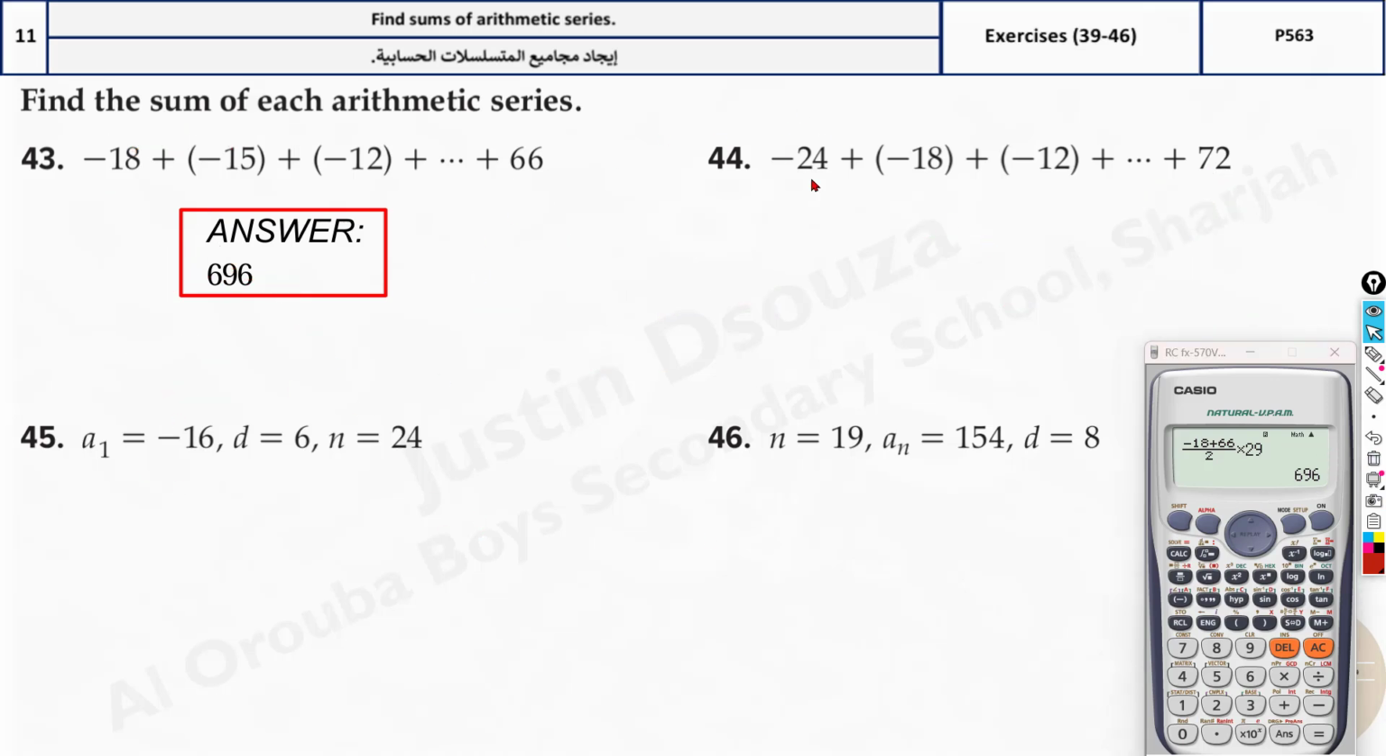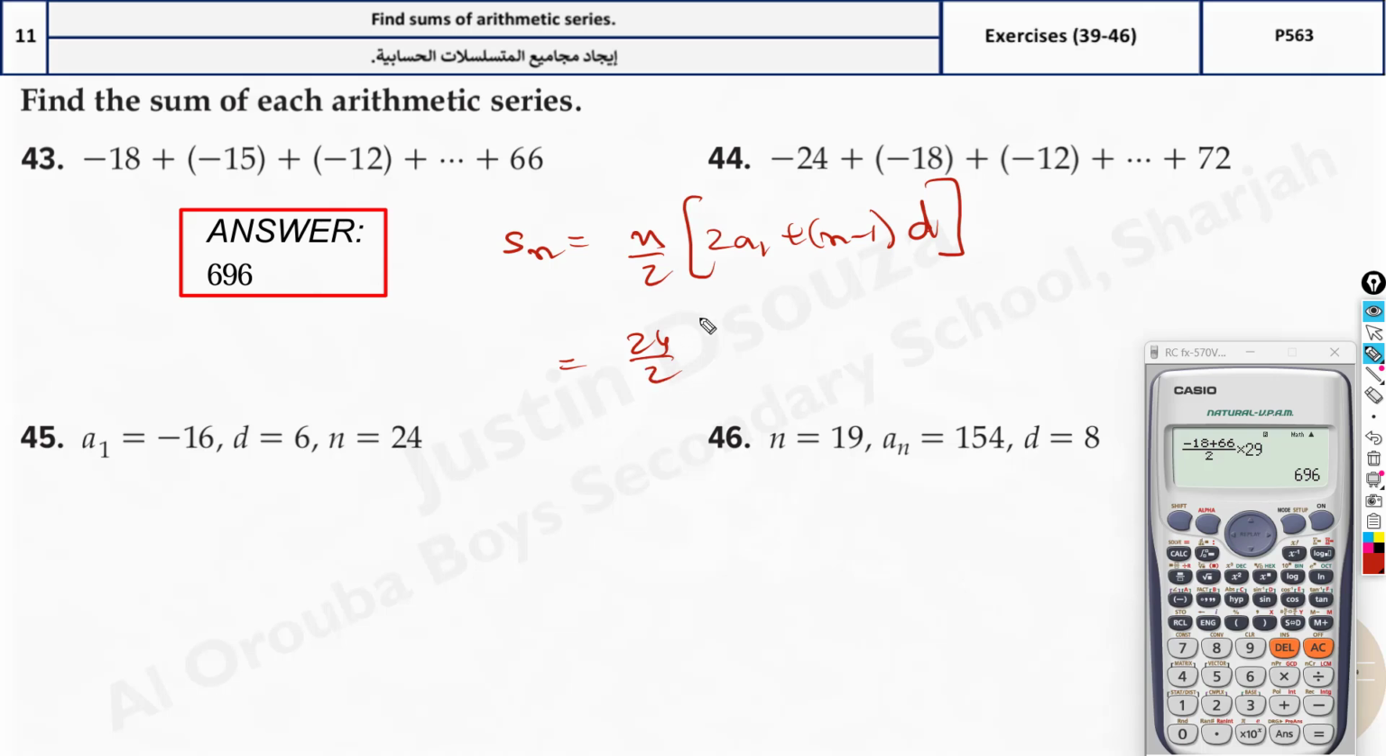I hope that's clear. Even over here, you have to do the same thing. First find the n, then you can substitute the formula and solve. But now look over here at these problems. They have given you specific terms, the first term, d and n. There is no way you can use the first formula. You have to use Sn is equal to n by 2, 2 times a1 plus n minus 1 times d. This is the only formula that can be used to solve.